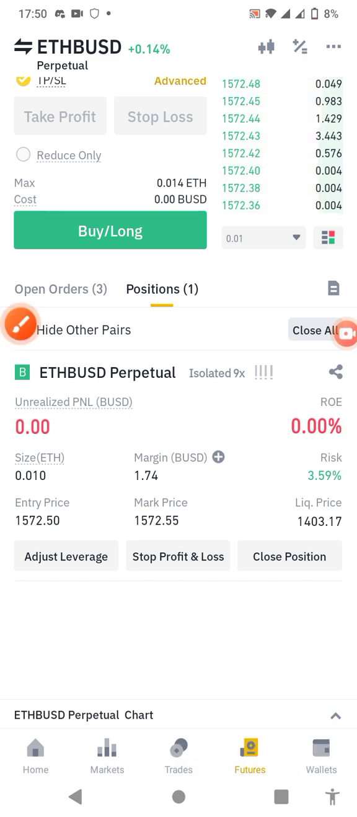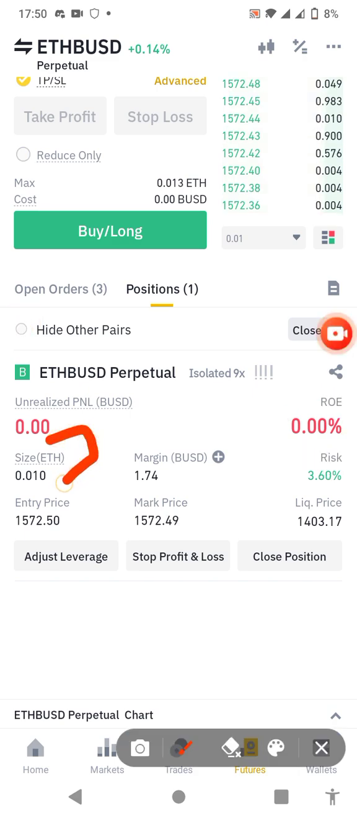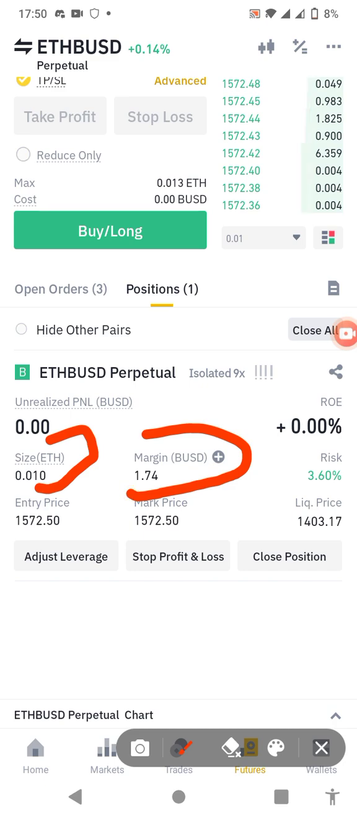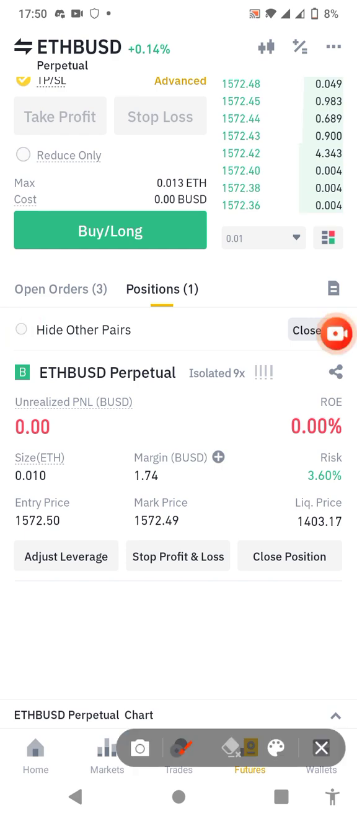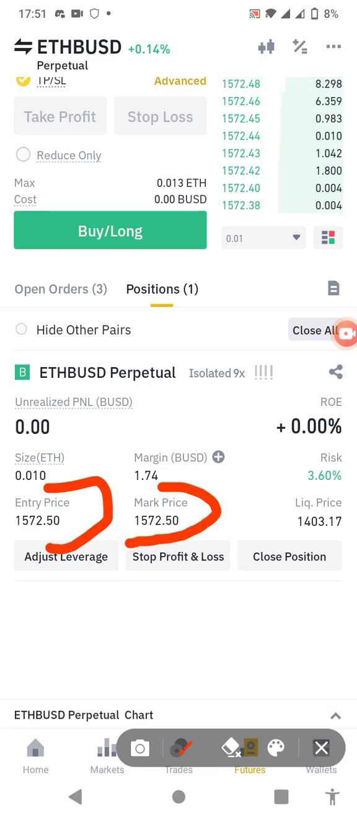You get this, right? This is my size. This is the amount of contract I bought. This is my size, 0.01 Ethereum. Notice that my margin is 1.74. That means 1.74 was deducted from my trading balance, the one I sent, which is 5.96 units. Now this is the price at which the trade was triggered. The trade was triggered at 1572.0. The market price of this asset is 1572.49.